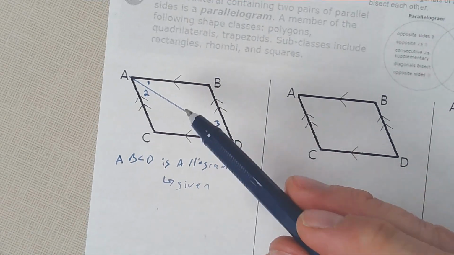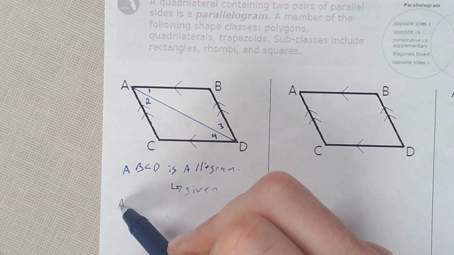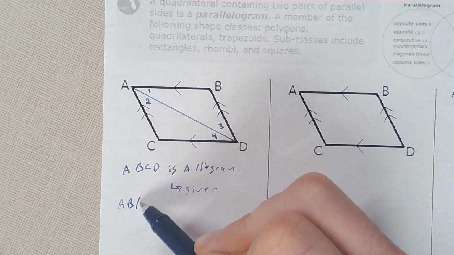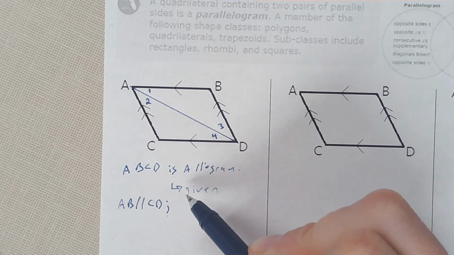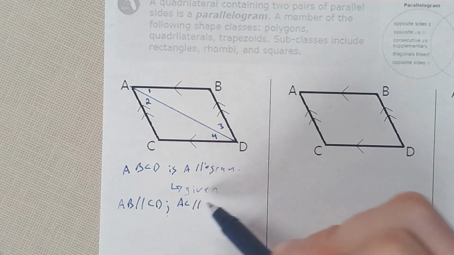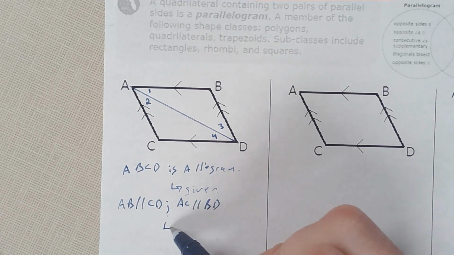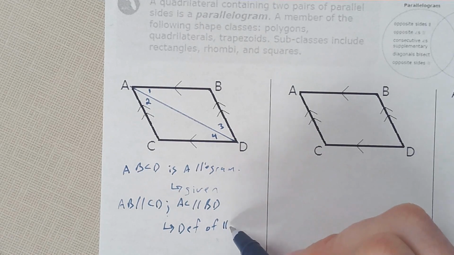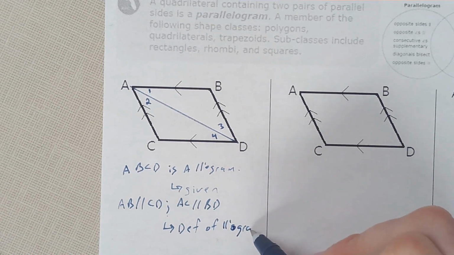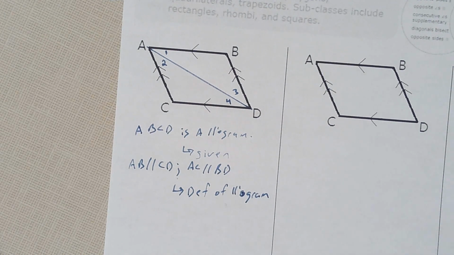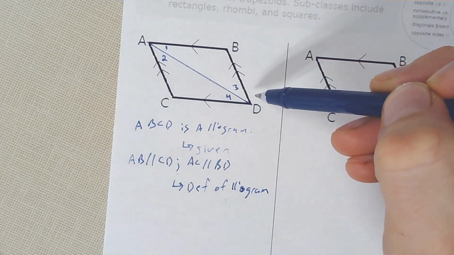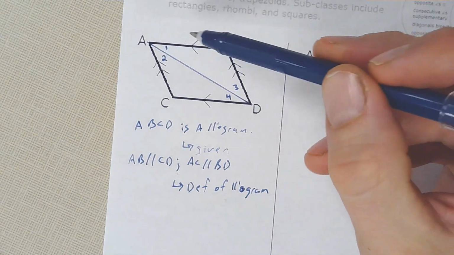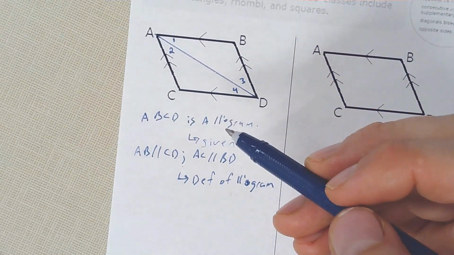So if that's a parallelogram, that means that AB is parallel to CD, and that AC is parallel to BD. That's the definition of a parallelogram. So if this is a parallelogram and these are parallel lines, what does that make this line right here? What does that make AD? That means that AD is a transversal.